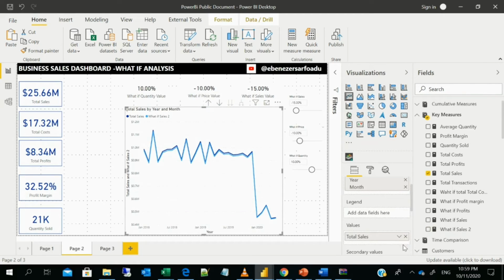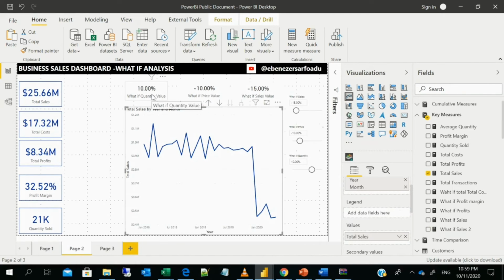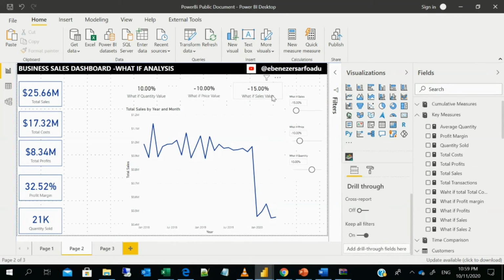Let me probably explain this further. This is what if quantity and what if price. It's controlled by these slices. So we have what if price and what if quantity here. This what if sales is not too important for now. We can delete that and delete this. So we are looking at a case where we reduce our price and there is an increase in the quantity.